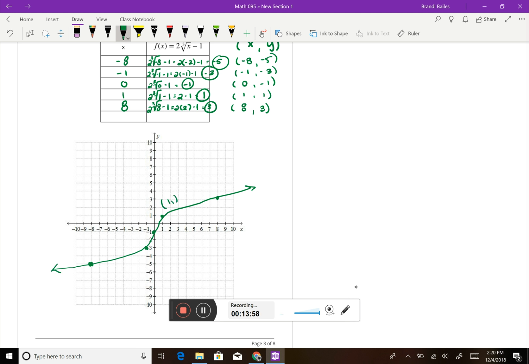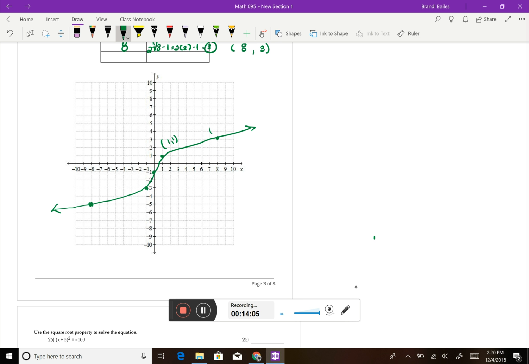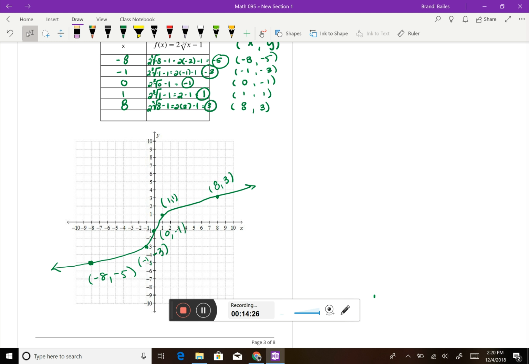And I can go back and label some of these. This is 1, 1. What I like to do is label them without looking at the points. Let's hide those. This is 8, 3. And this is 0, -1. This is -1, -3. And this is -8, -5. And I can double check those and make sure that when I just looked at the graph, I got the same points back. And I did.